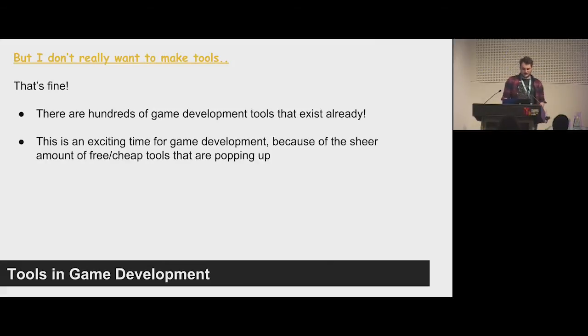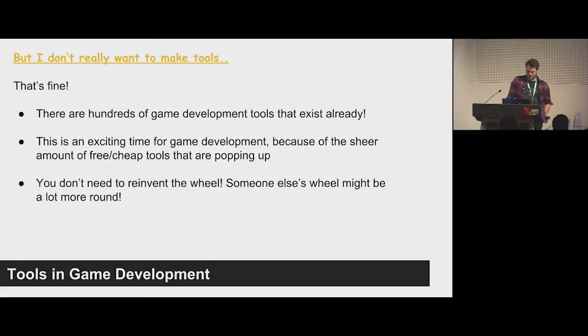This is an exciting time for game development because of the sheer amount of free and cheap tools popping up literally everywhere. There are the asset stores, but GitHub is also full of things you can just add to any project. There are so many things out there, and it's really awesome. You don't need to reinvent the wheel. If a tool already exists out there, use it, right? Don't make your own unless you need something very specific. Someone else's wheel might be a lot more round, right?